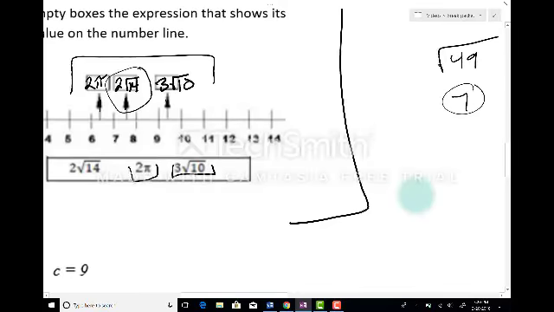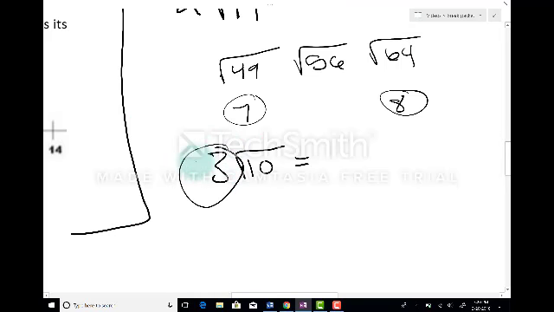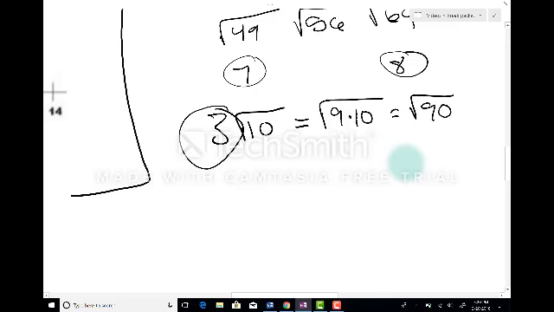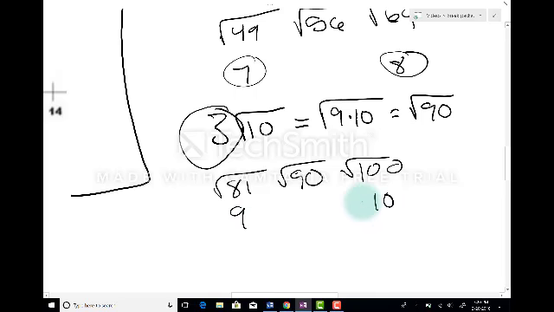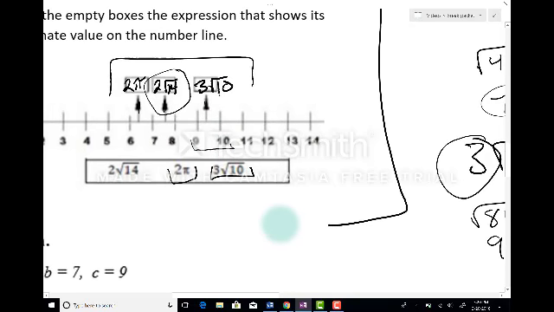So let's look at 3 times the square root of 10. Okay, what perfect square gives me the root of 3? 9. So 9 times 10 gives me the square root of 90. This imperfect square is in between perfect squares. You have the square root of 81, the square root of 90, and the square root of 100. Now you have 9 and 10. So the square root of 90 is going to be in between 9 and 10. This box is the only one that gives me an estimate between 9 and 10. So it goes there.